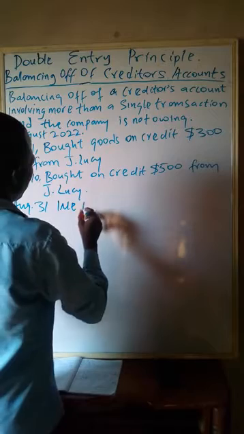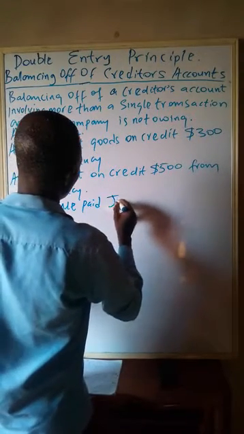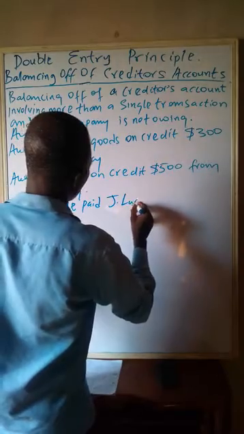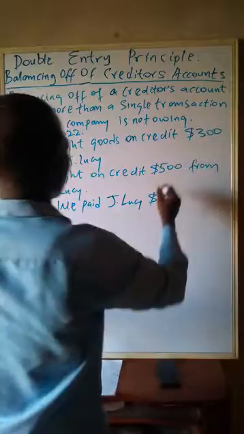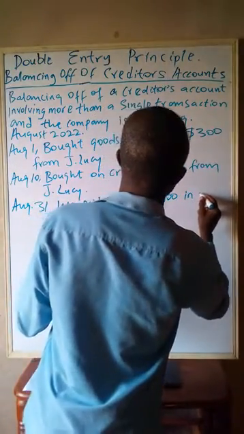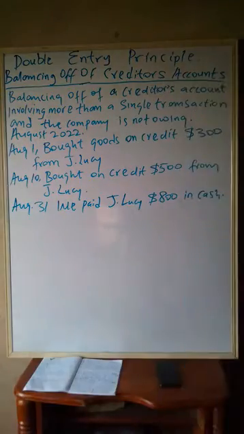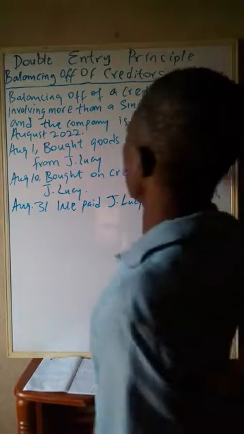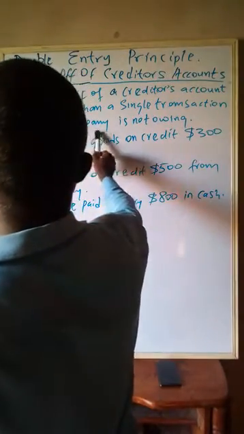We, that is the company, paid J. Lucy $800 in cash. Look at that. Balancing up of a creditor's account involving more than a single transaction, and the company is not owing. August 2022.